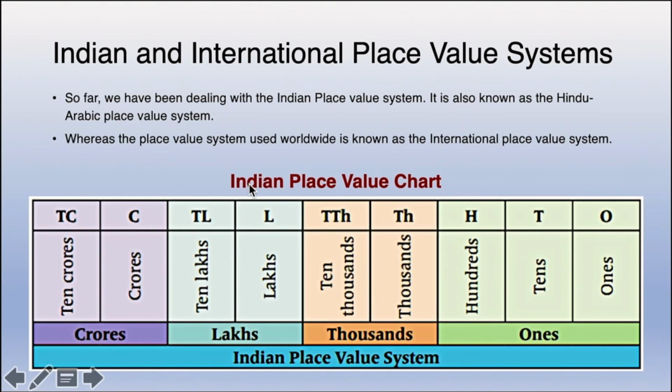So over here we have the Indian place value chart, and this consists of the places ones, tens, and hundreds belonging to the ones category known as the ones period. Then we have thousands and 10,000s places belonging to the thousands period. Then we have lakhs and 10 lakhs. These two places belong to the lakhs period. Then we have the places crores and 10 crores belonging to the crores period. Now this is the Indian place value system chart.